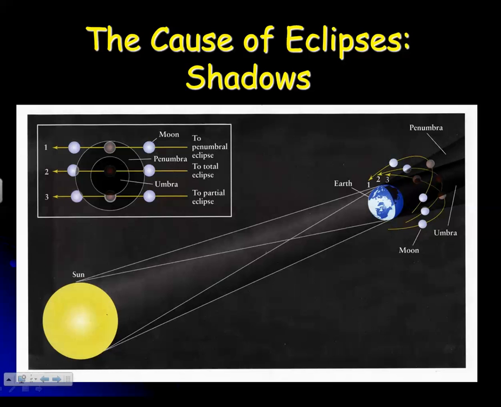Here's a shot showing that. We got the sun shining on the Earth, and you can see how the moon is orbiting around the Earth and moving into the shadow. And there's different types of lunar eclipses. We have penumbral eclipses, which is right here. We have total eclipses when it moves straight through here, and partial eclipses where the moon gets kind of cut off.